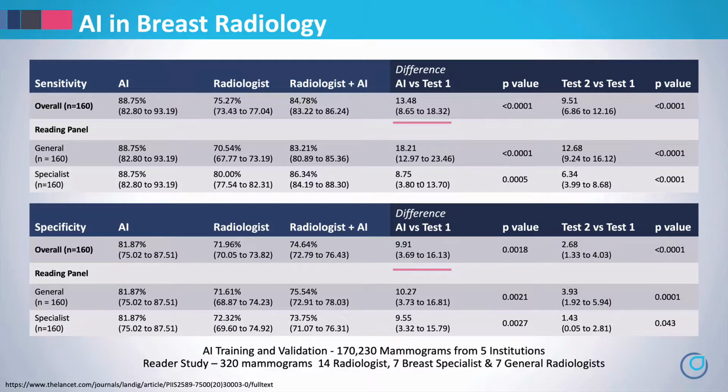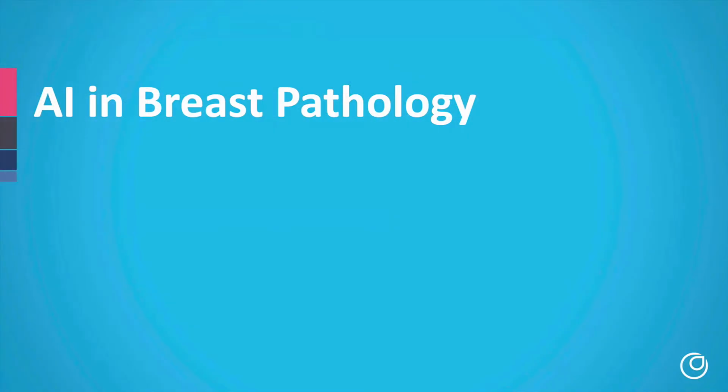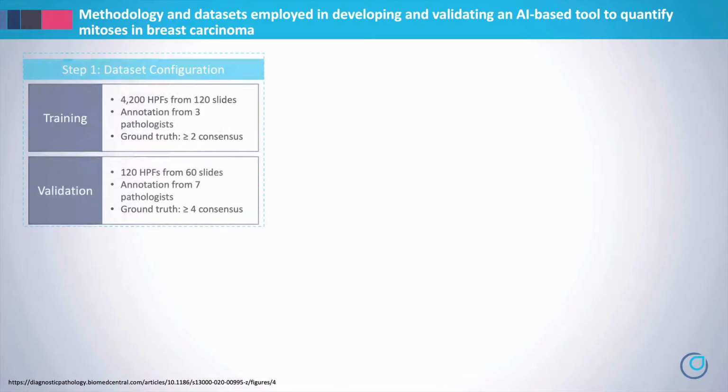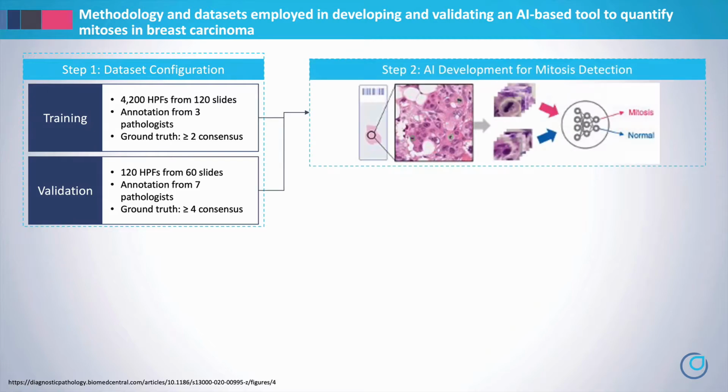What about breast pathology? Well, we're all very familiar with how difficult it can be to work out how many mitoses there are and how mitoses underpin grade, and grade is very important in the breast cancer world. You can see here that there's a training and validation process that's gone on top right to allow on an individual basis a cell to be classed as showing mitosis or being a normal cell.